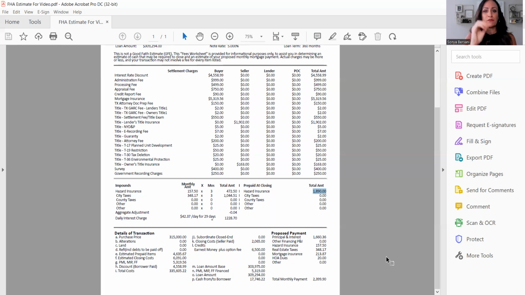And what's going to happen every single month, he's going to put in $157 down here in his payment each month. He's going to put in $157. And then next year, when this insurance bill comes due again for the following year, we have enough money saved up to pay that bill again.